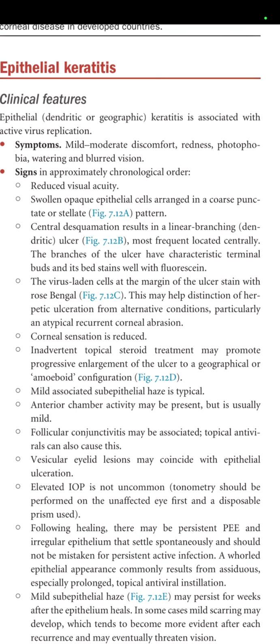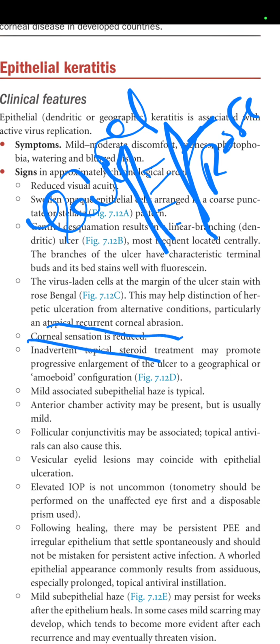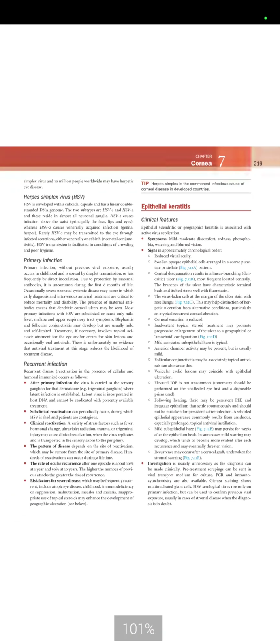So virus laden cells at the margin. So this is the ulcer, this is the base of the ulcer, and this is the margin. So the margin stains very well with the rose bengal. Why? Because there are virus laden cells in there, and it helps to distinguish us from the atypical recurrent corneal abrasions. Corneal sensation is reduced.